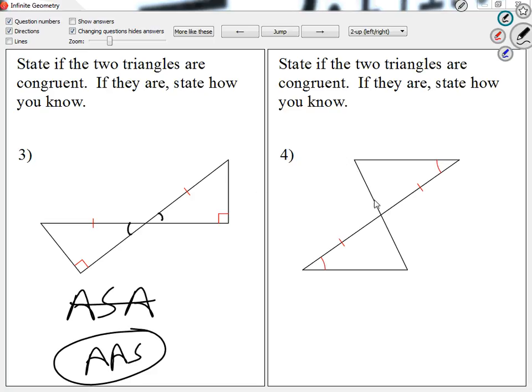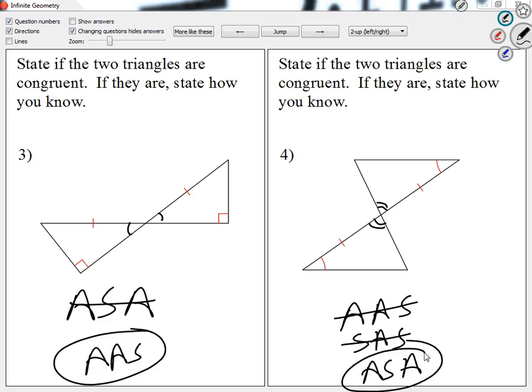Alright, looking at question number 4, I can legally mark those angles. Notice I'm doing two arcs, just because they already used the one arc for the other angle, so just to mark them differently. So, angle, angle, side? Yeah. Angle, angle, side? No. Side, angle, side? No. Angle, side, angle? Yes. Because keep in mind, you have the mark for the side right in between the two angles. So make sure you put the side right in between the two angles.